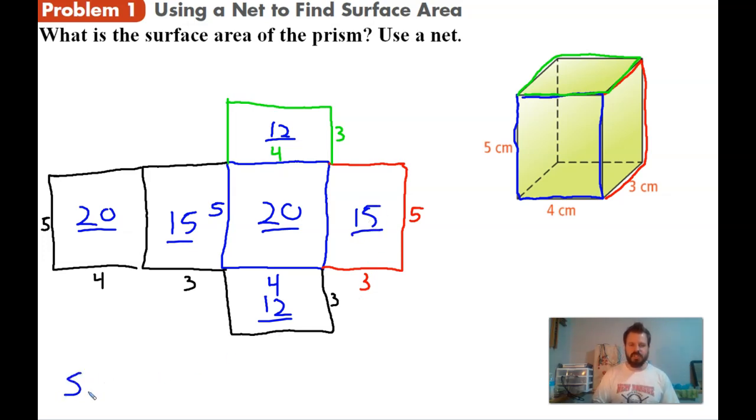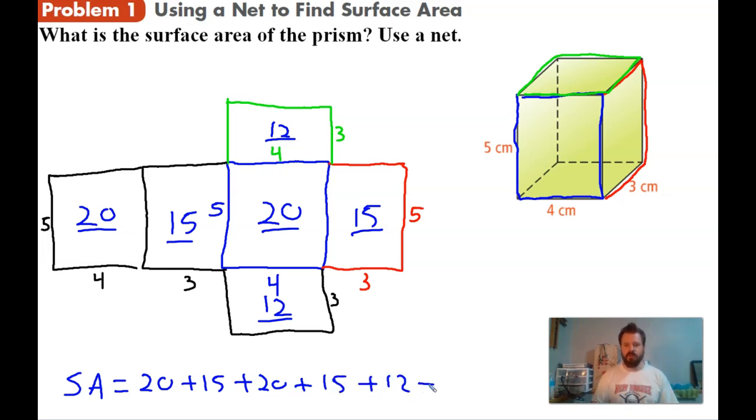Okay, so my surface area, we'll say SA for short, is just equal to 20 plus 15 plus 20 plus 15 plus 12 plus 12. All right, so let's see here, 40, 70, 80, 90, we'll say 94, we'll say centimeters squared, since we're talking two-dimensional area.